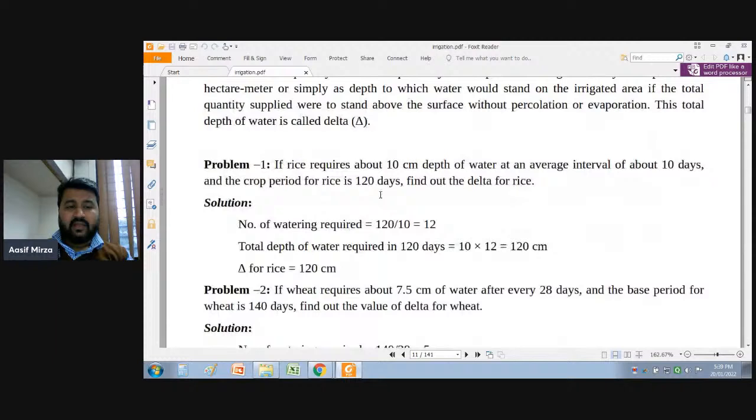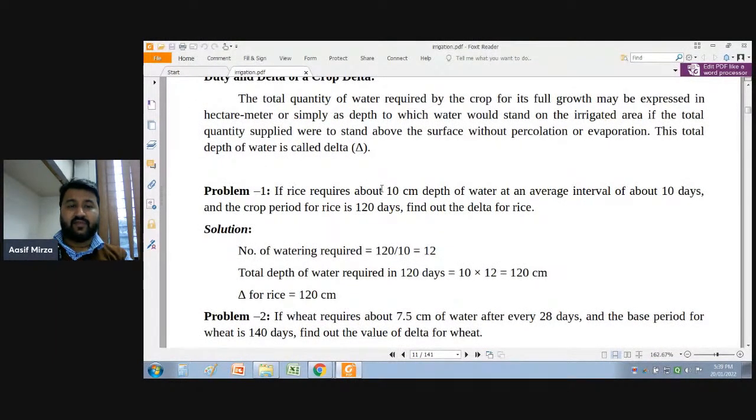This type of question may be asked in the examination. If rice requires about 10 centimeter depth of water at an average interval of about 10 days and the crop period for rice is 120 days, find out the delta for rice. So number of waterings required is 120 divided by 10. For each 10 days we have to do the watering of 10 centimeter for continuous 120 days. So 120 days divided by 10, 12 times I have to do 10 centimeter for rice. So total 10 into 12 gives 120 centimeter. So delta for rice is 120 centimeter.